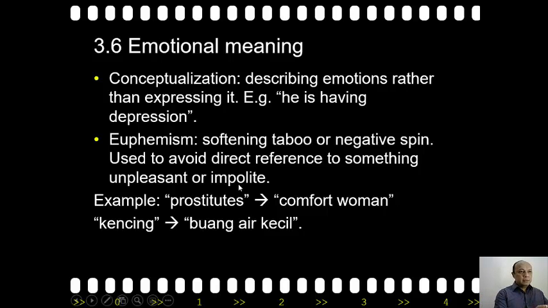For example, you have prostitutes. Instead of saying prostitutes, you would say comfort woman. This is of course a euphemism for something that is considered impolite. Prostitute is too direct. That's why you need to use a euphemism in place of prostitutes. Then you say comfort woman.